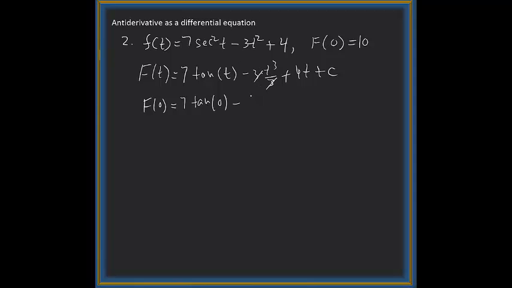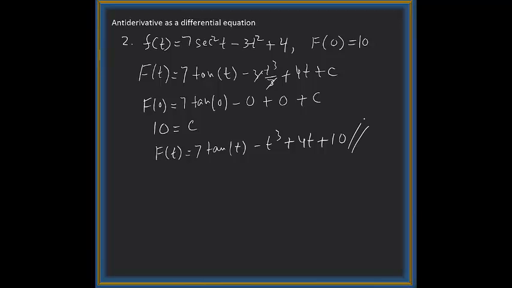The 3 will cancel out, so you get t to the 3 is again 0, then this is also 0 plus c. So F of 0 is 10, tan 0 is 0, so everything goes 0, so we got c equals 10. So now the function we are looking for will be 7 tangent t minus t to the 3 plus 4t plus 10. So we are done for this problem.